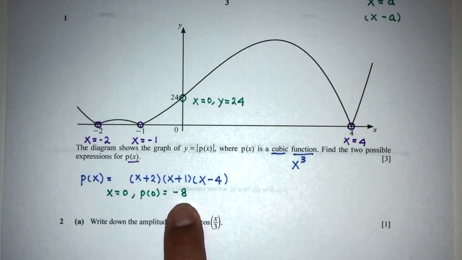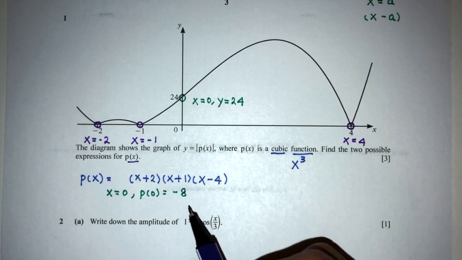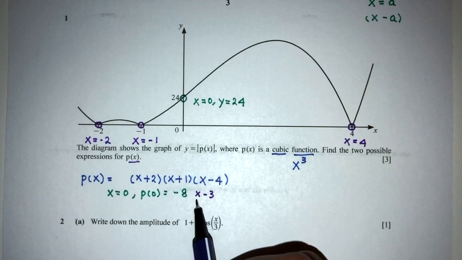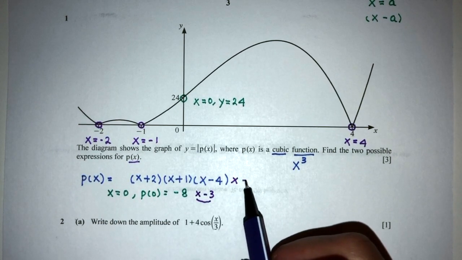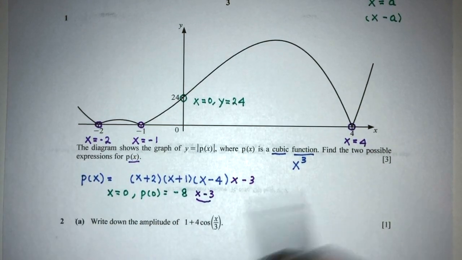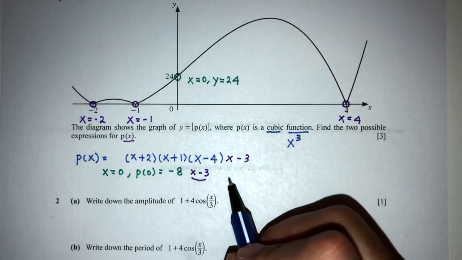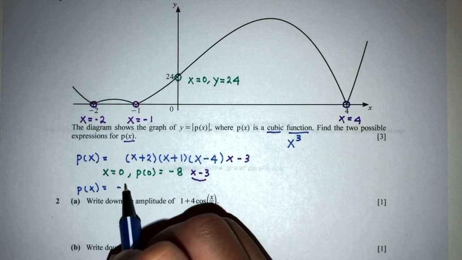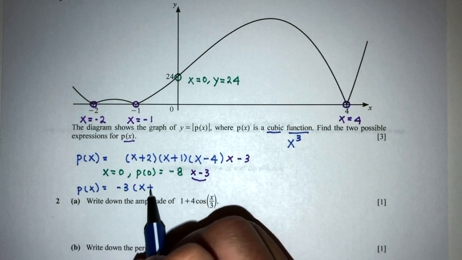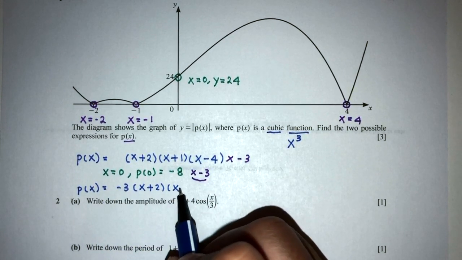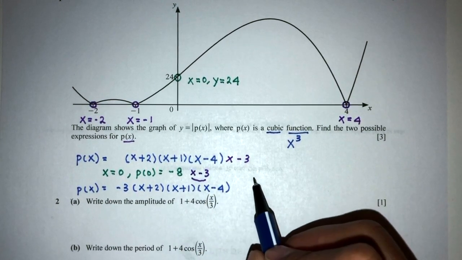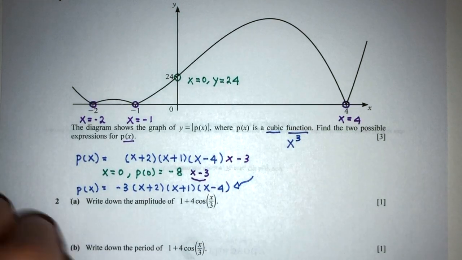So how can you change that to 24? You have to multiply by minus 3. Now if you multiply this by minus 3, you also have to multiply this by minus 3. So right now we can conclude that p of x is equal to minus 3, x plus 2, x plus 1, and x minus 4. Now that is one of the solutions for p of x.